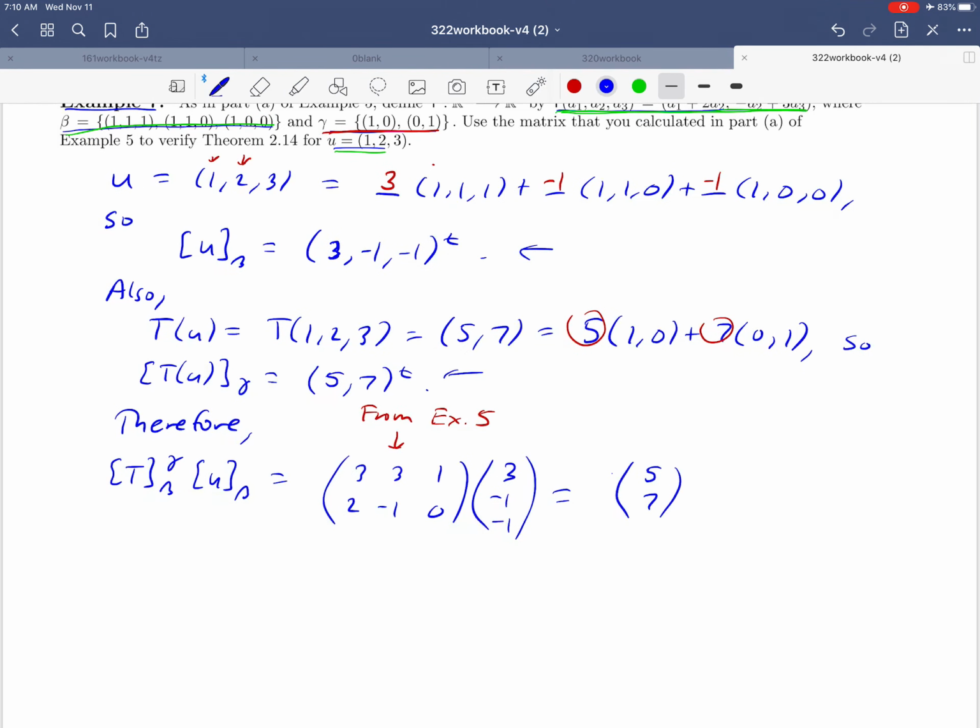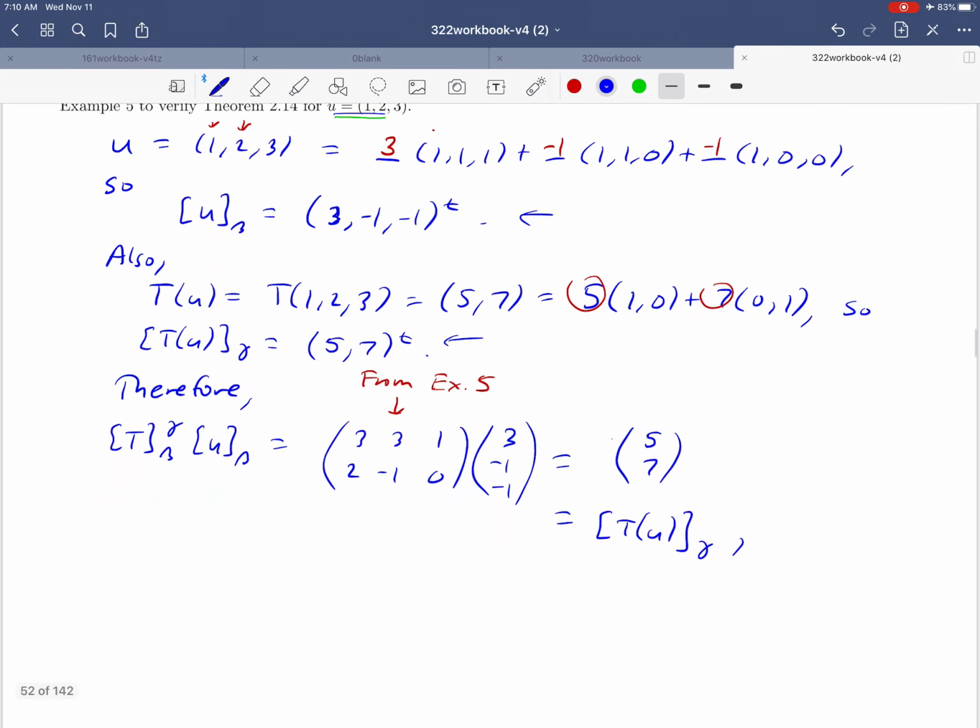Notice that 5, 7, sure enough, is equal to the coordinate vector of t of u relative to gamma. We have just shown that this is equal to that. That verifies theorem 2.14.